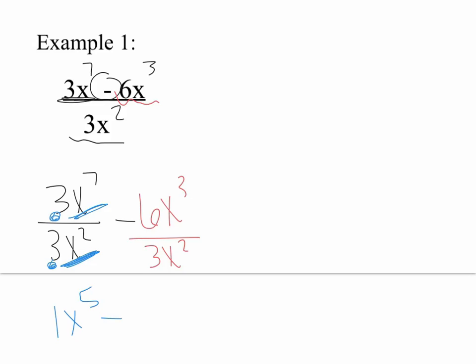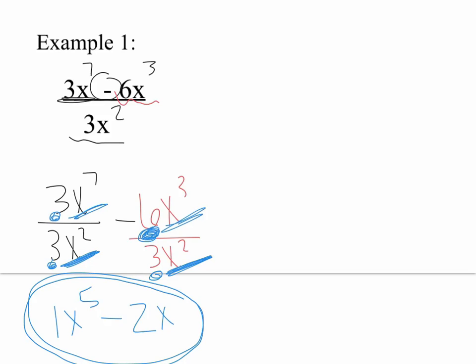I'm going to bring down this minus. Do the same thing over here on the right. So we'll divide 6 divided by 3 is 2. These are both x's, so we can subtract the exponents here. 3 minus 2 is 1. So we have 1x to the fifth minus 2x, and those are not like terms, so that's our final answer.